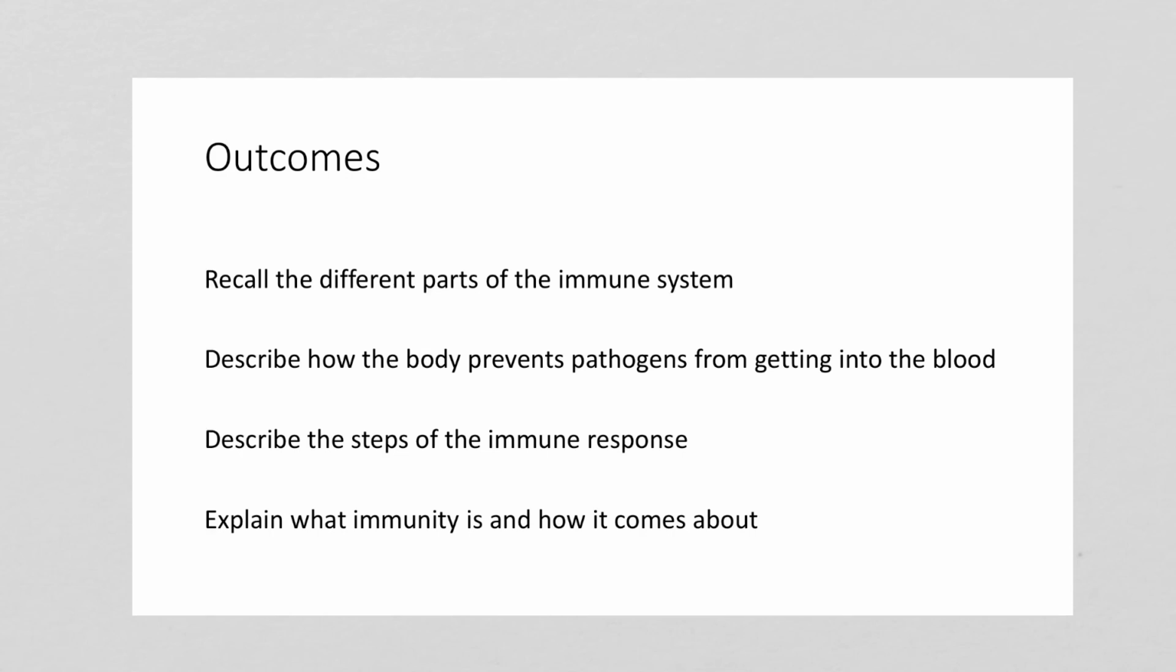Describe how the body prevents pathogens from getting into the body, into the blood. We talked about a bunch of different things. You need to have a few of those memorized to come up on a test or an exam. Describe the steps of the immune response. We've been through both the primary and the secondary, and then explain what immunity is. And remember, when we talk about immunity, what we're really talking about is those memory cells. Okay, I hope that this has been clear for you.